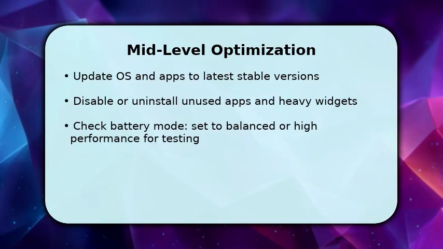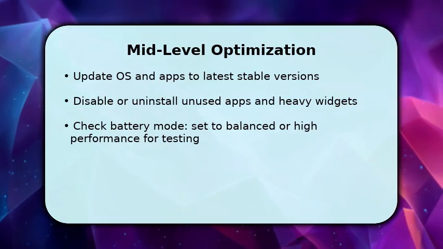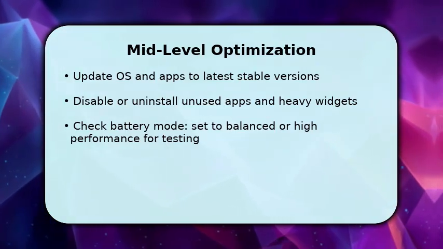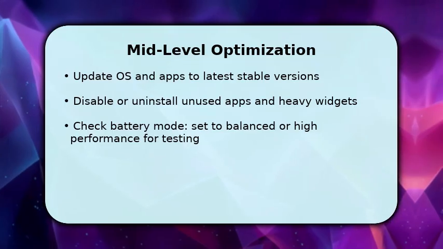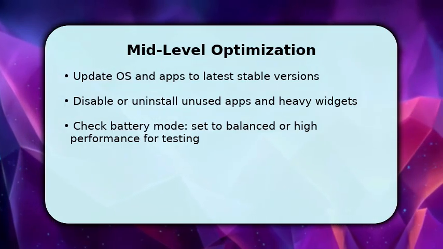Now you update the operating system and all apps. Updates often include performance fixes and memory optimizations. Then disable or uninstall rarely used or heavy apps and remove live widgets. These consume CPU and RAM continuously.